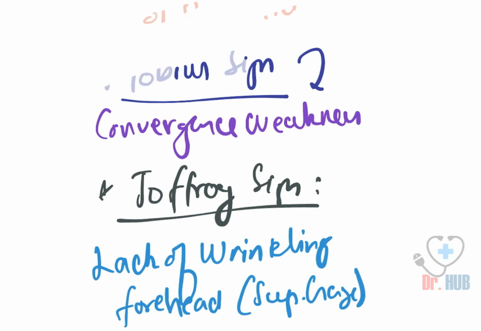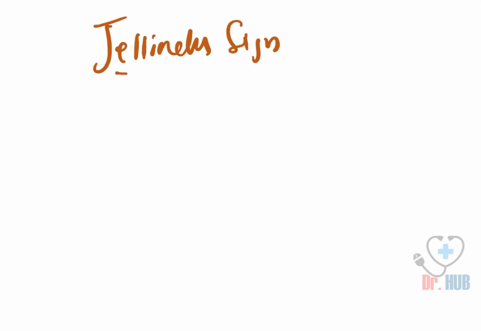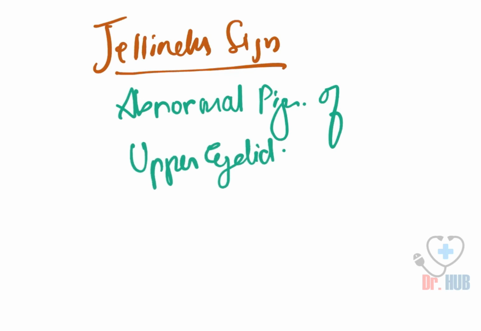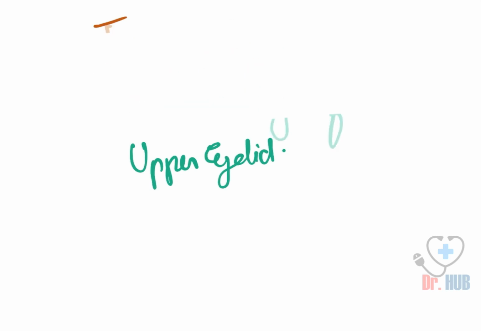So after this, we look at the Jelinek sign. So what is the Jelinek sign? The Jelinek sign refers to the abnormal pigmentation of the upper eyelid. Now we move on to answering all the questions we asked.